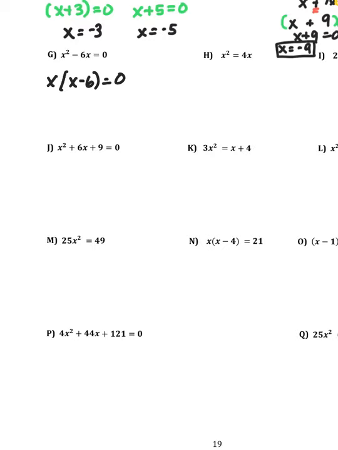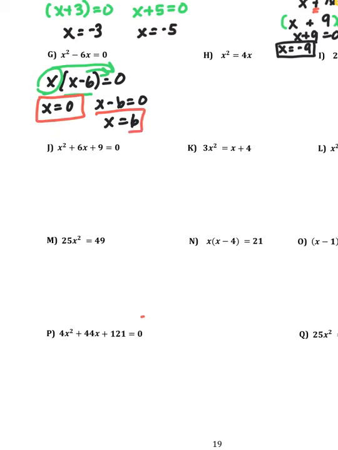This problem is set up nicely in that it's something times something equal to 0. What does that mean? That means one or both of those things is equal to 0. My answers here are x equals 0, or x minus 6 equals 0, which would mean that x is 6. Those are my two solutions here.